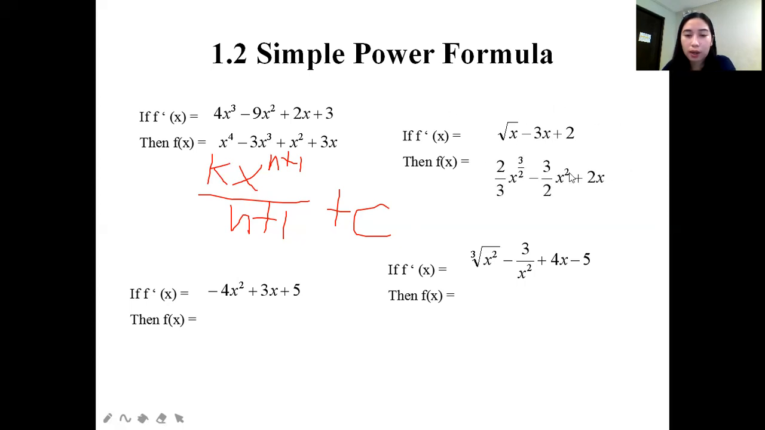So pareha dinhi sa ato ang next na equations. F prime of x is equal to square root of x minus 3x plus 2. So square root of x is x to the 1/2, di ba na siya?